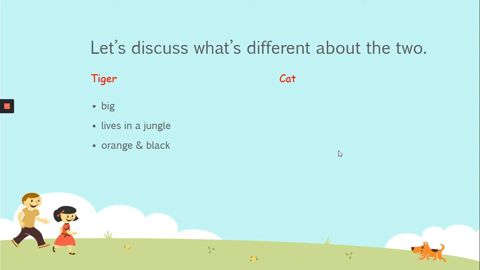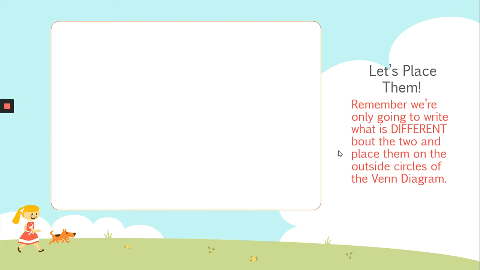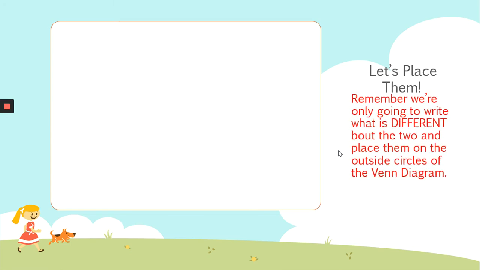What is it that a cat is or has that is different from a tiger? A cat is much smaller than a tiger. A cat can live in a house because it can be a pet. And the cat from the picture was white and tan. Now let's place them. Remember, we're only going to write what is different about the two and place them on the outside circles of the Venn diagram.